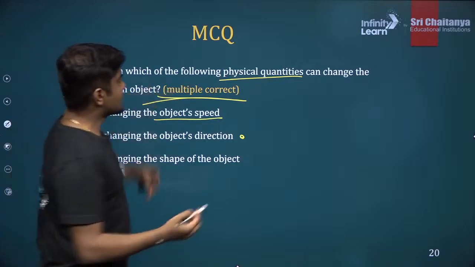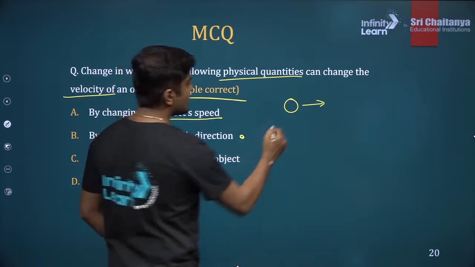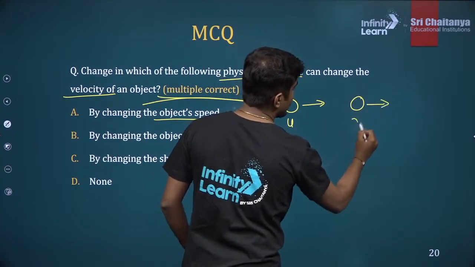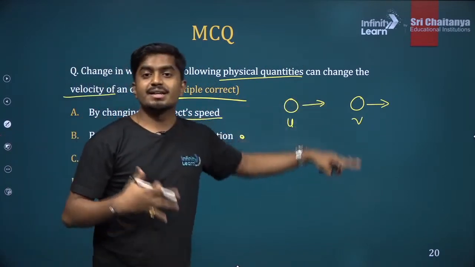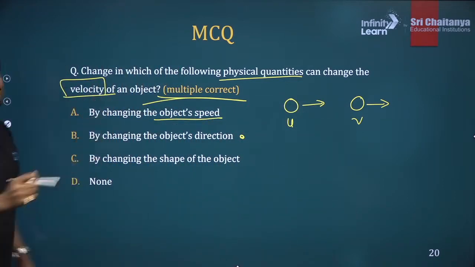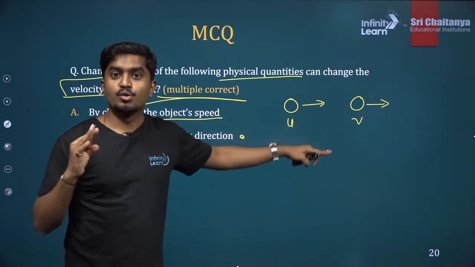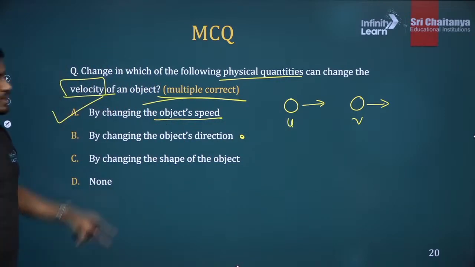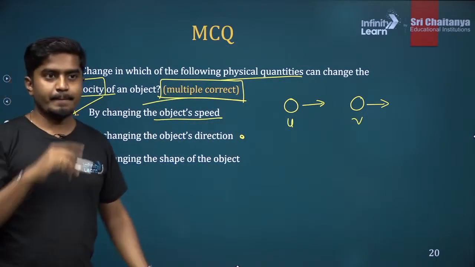So now let's suppose the object is moving in this direction. It has earlier, let's say, speed u, then it has finally speed v. Now you can increase or decrease the speed. When you increase or decrease the speed, what will happen? The magnitude of the velocity will change. So even just by changing the speed, you can change the velocity. So this option A is the correct option. These are multiple correct, so there can be more than one option correct.